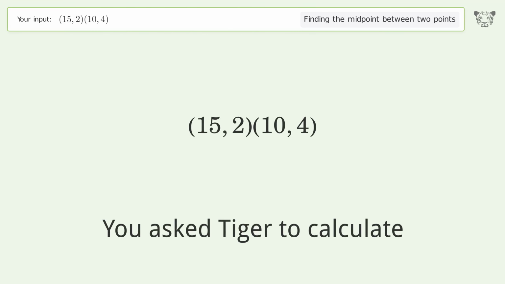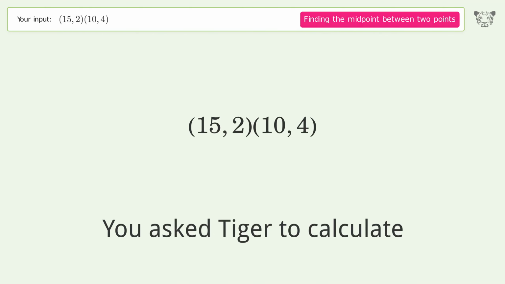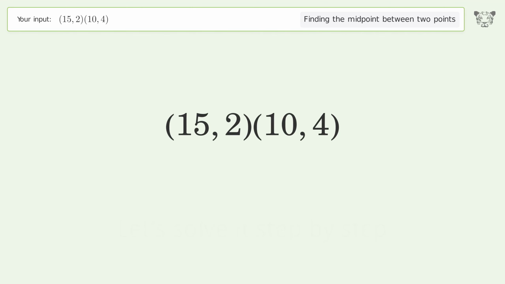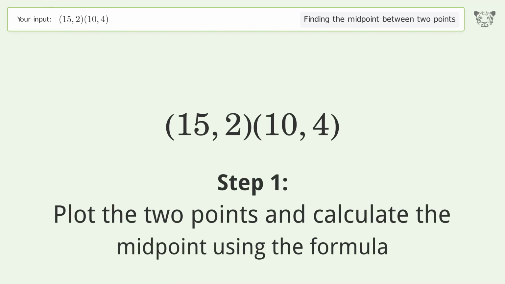You ask Tiger to calculate. This deals with finding the midpoint between 2 points. The midpoint between the 2 points is 12.53. Let's solve it step by step. Plot the 2 points and calculate the midpoint using the formula.